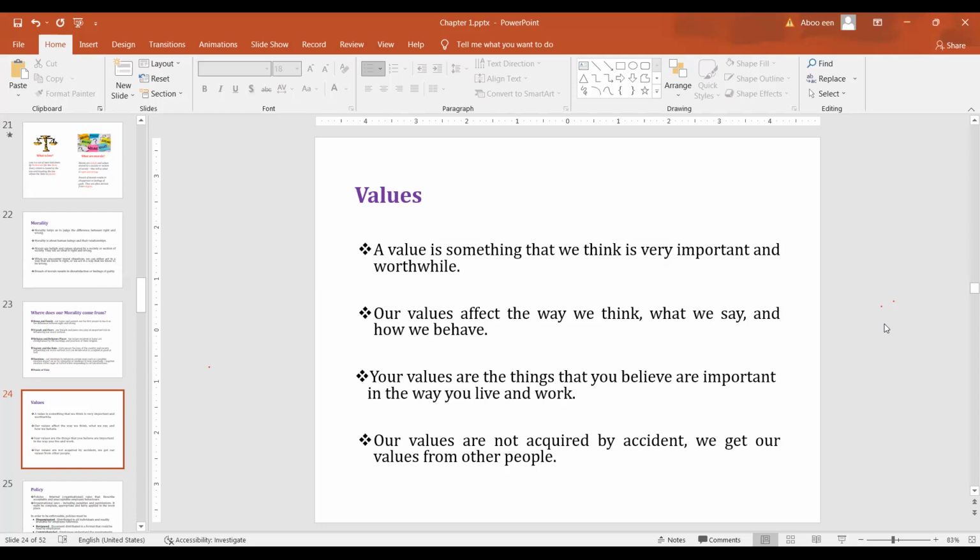So these all are values. Your values are the things that you believe are important in the way you live and work.